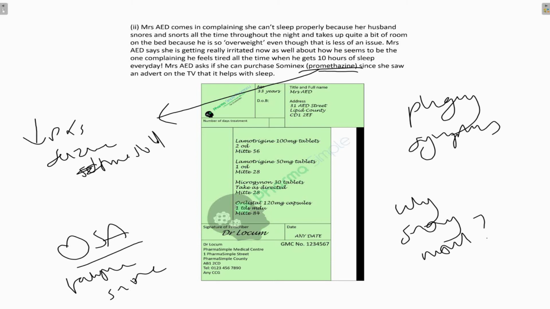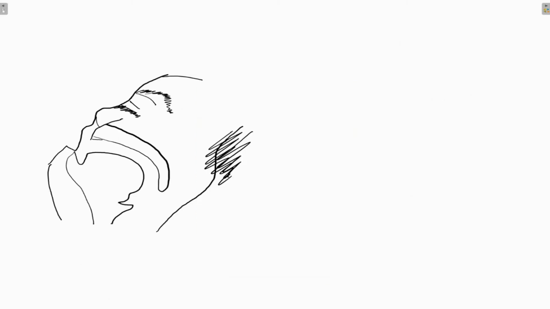Now, what exactly happens in sleep apnea? So imagine a patient's lying down, and this is your tongue, and this is your uvula. That's that little flap. If you look in someone's mouth, you can see that little flap tissue hanging down in the back of the throat. That's the uvula.